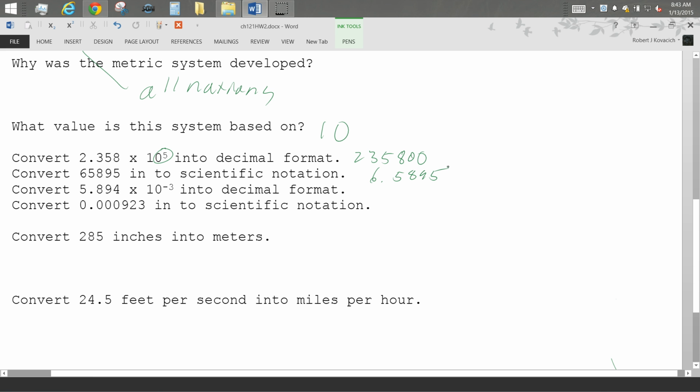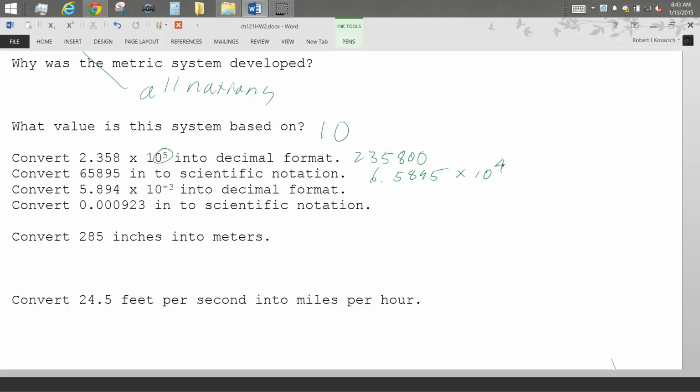And how many spots did we move the decimal place this time? 4. So I'm going to write times 10, and why is it 4 and not -4? Yeah, because I need to make that number there, the scientific notation number, bigger by 4 orders of magnitude. So I need to multiply it by 10 4 times to get it back up to that 65,000.